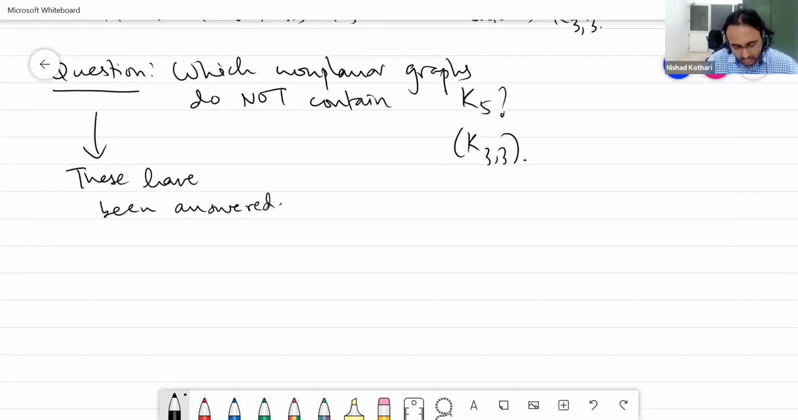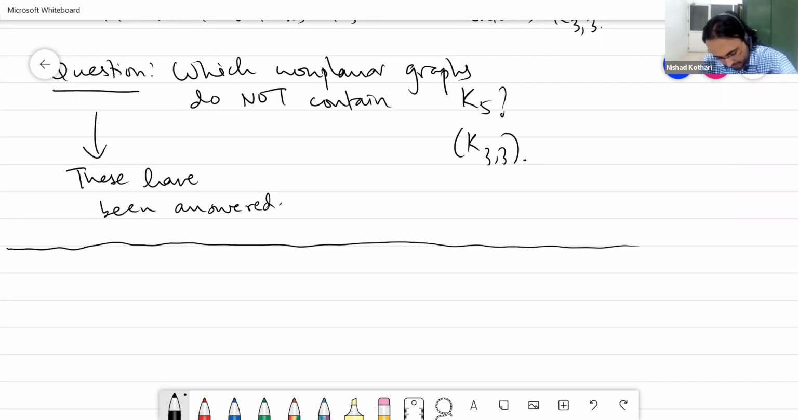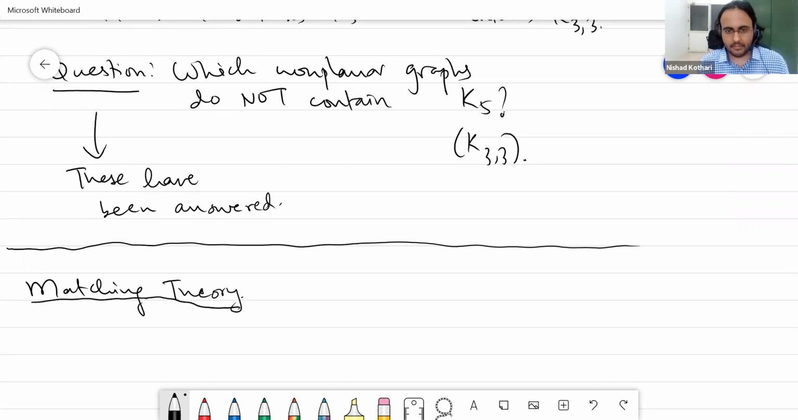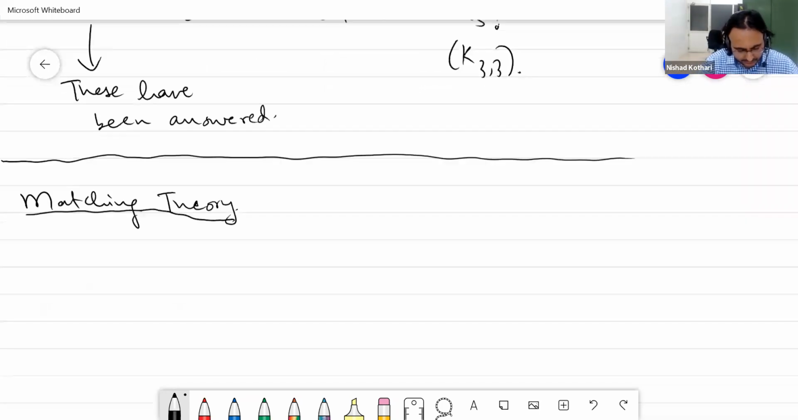This talk is about a different topic in graph theory called matching theory. But the point of this initial part was to give you some idea of what a typical question we will be asking looks like. So, are there any questions until this point? Okay, if not, then I'll proceed to matching theory.